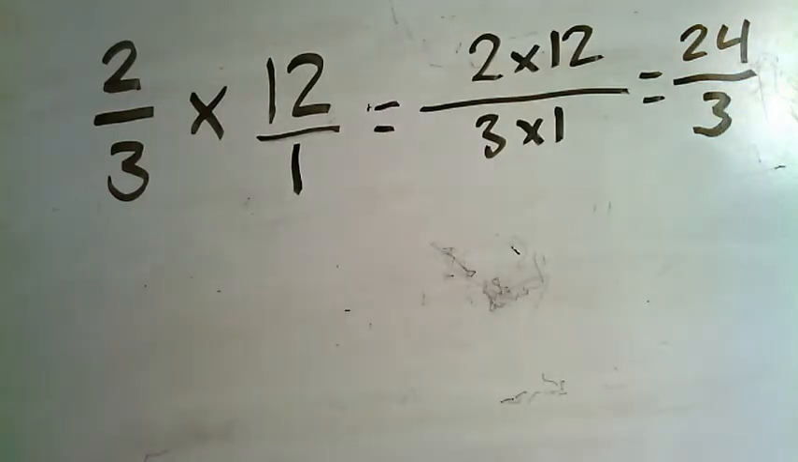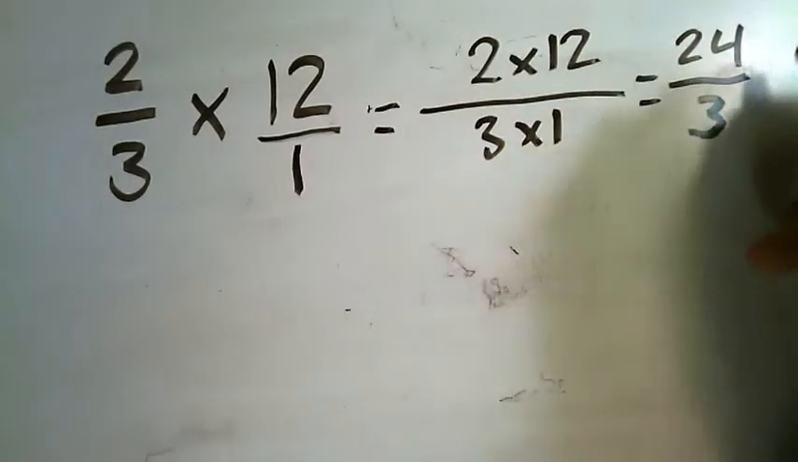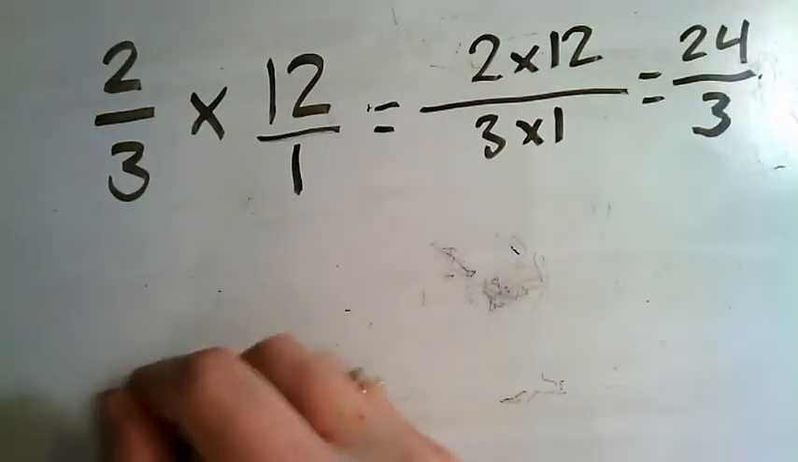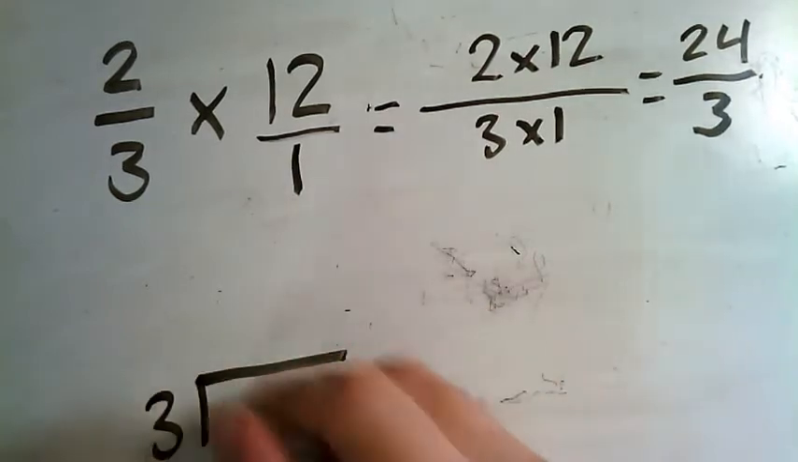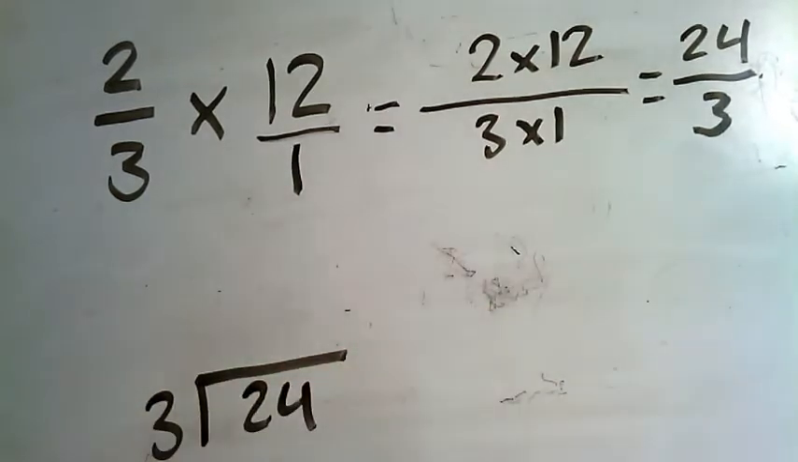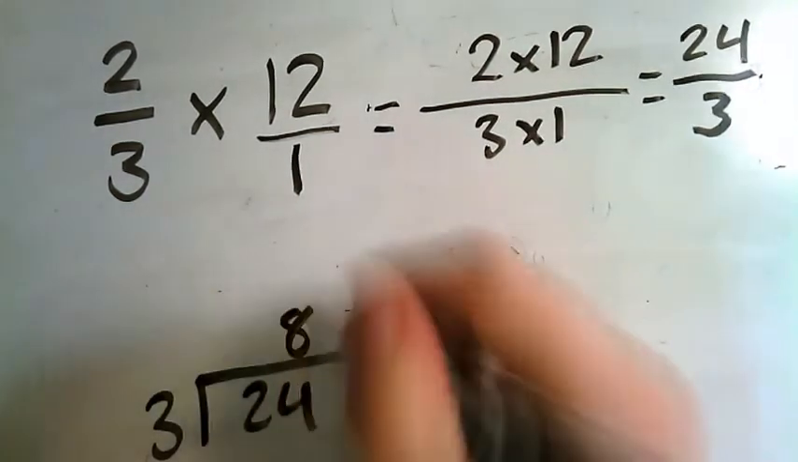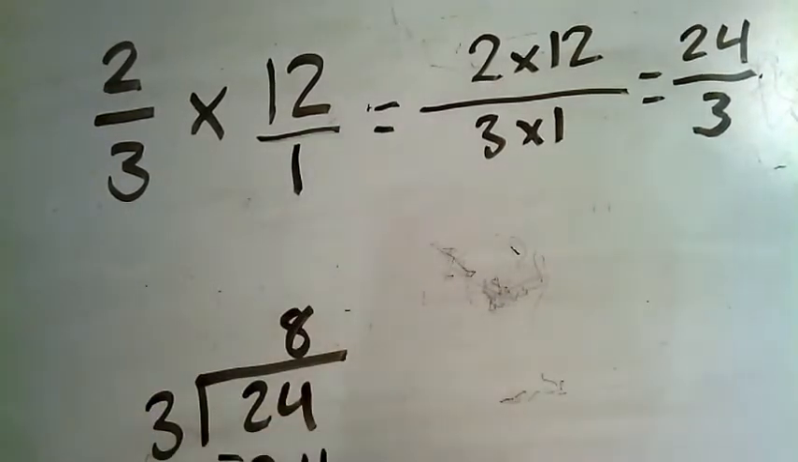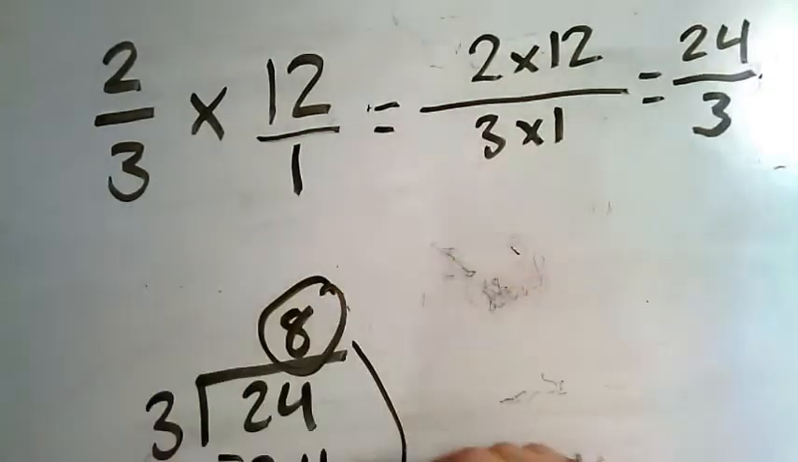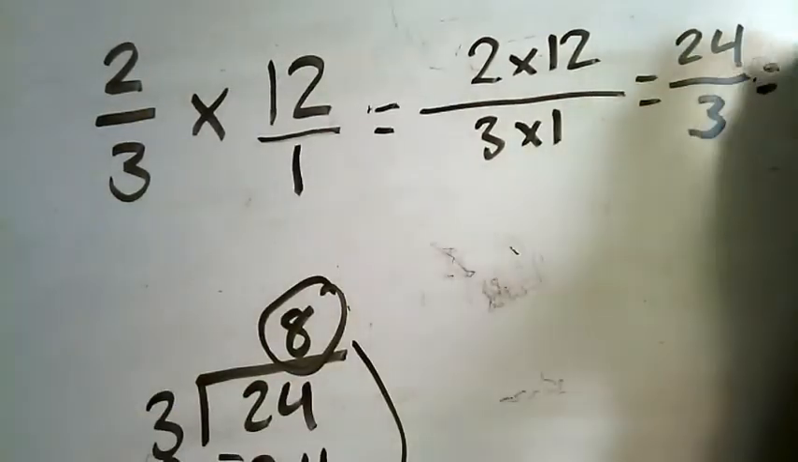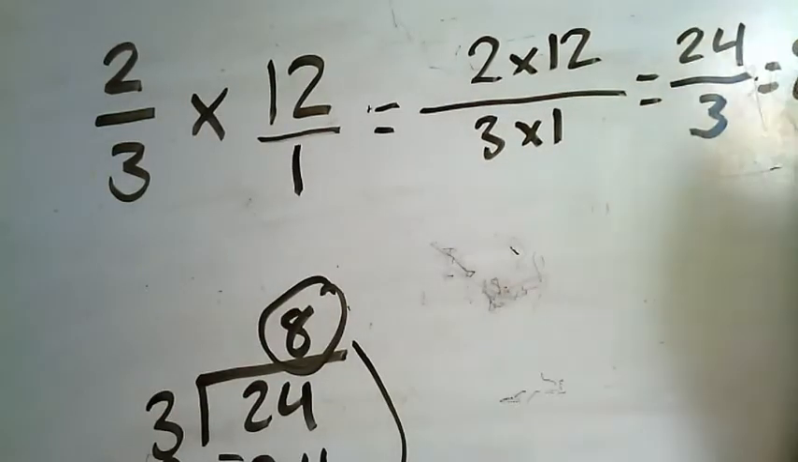And of course, we know that that is an improper fraction, so we want to simplify it as much as possible. There are two ways that we can do this. The first way is we can say 24 divided by 3, and we can put it in here, and we can say, well, I know that 3 times 8 is 24. Subtract it out, and that gets us 0. So our answer is 8 wholes and 0 thirds.